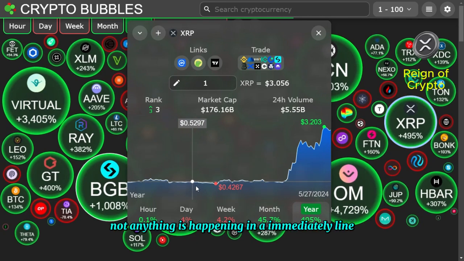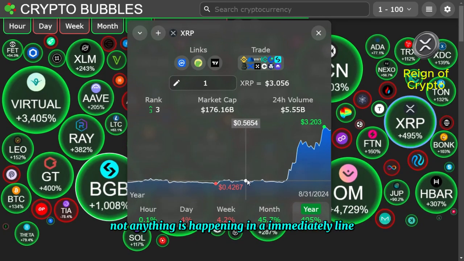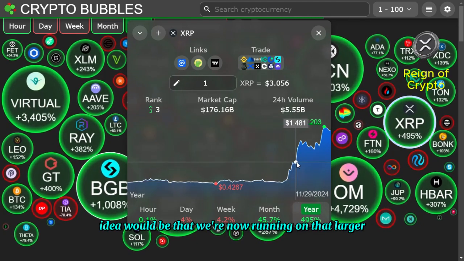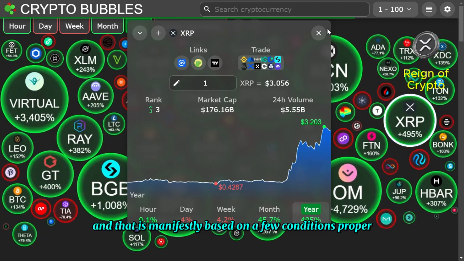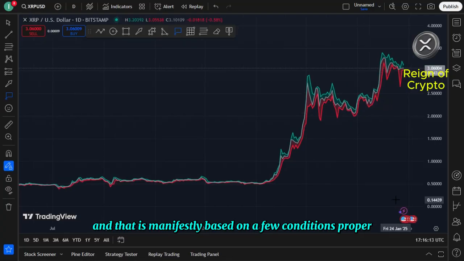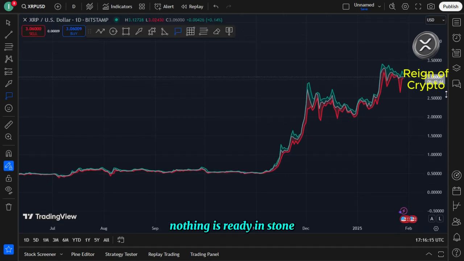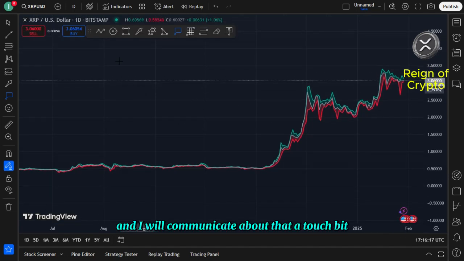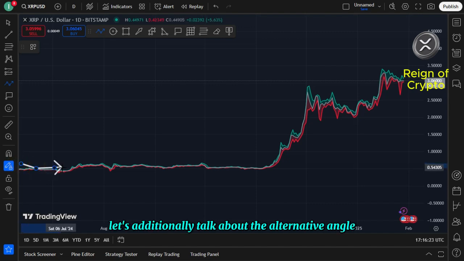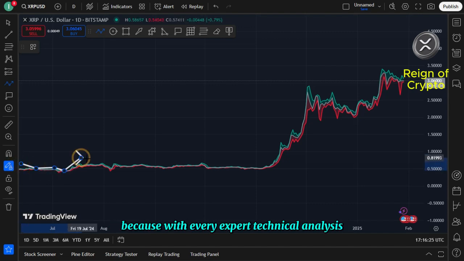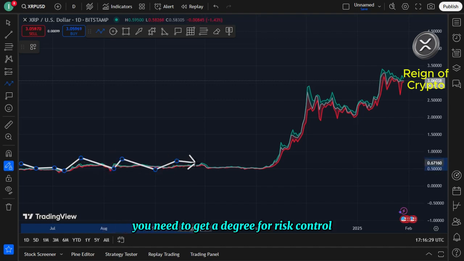So obviously, nothing is happening in a straight line. So the idea would be that we're now working on that larger wave 5, and that is obviously based on a few conditions, right. Nothing is set in stone, and I will talk about that a little bit more. But before we zoom in, let's also talk about the alternative angle, because with every professional technical analysis, you need to get a level for risk management.